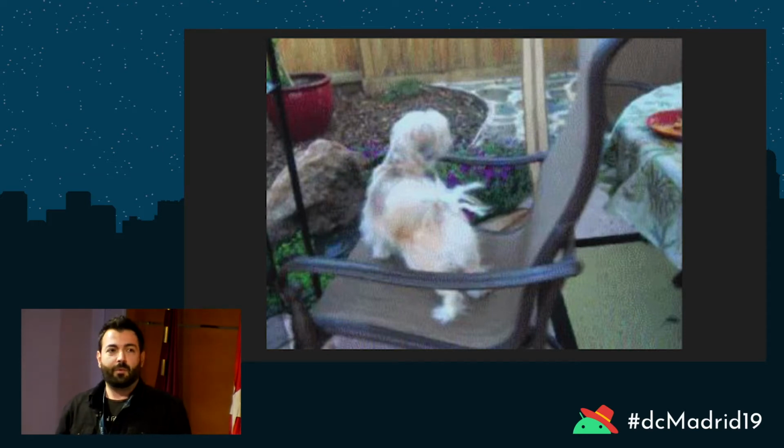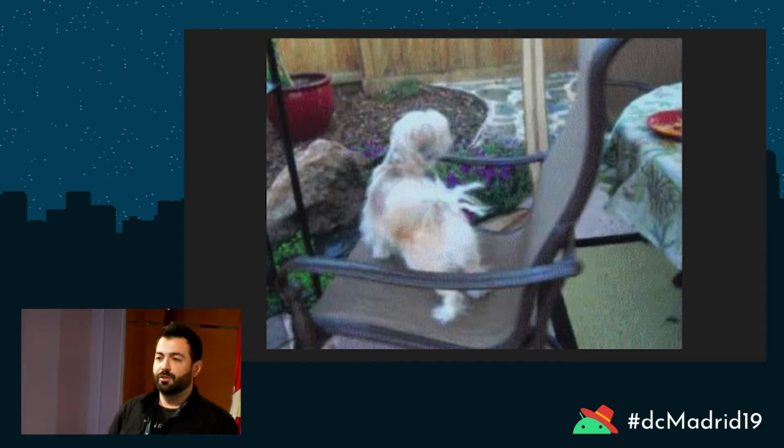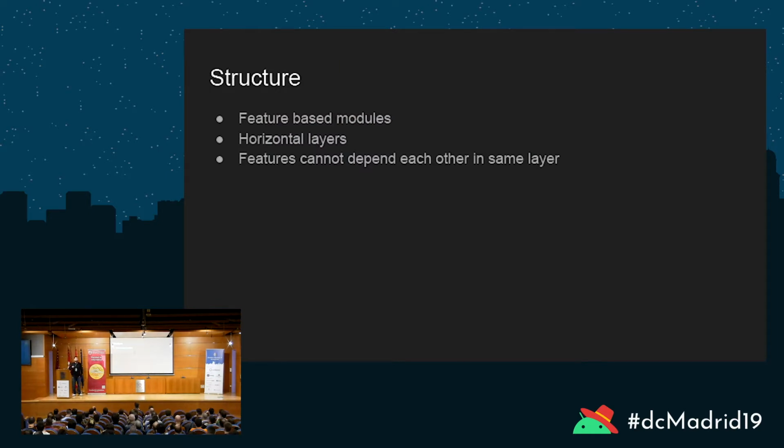First of all, we need to come up with some rules to keep this structure under control, right? The first thing we said: feature-based modules. There are already a few talks on the benefits and so on, and I'm also going to explain a little bit. The second one is horizontal layers, and the third one is that features cannot depend on each other in the same layer.